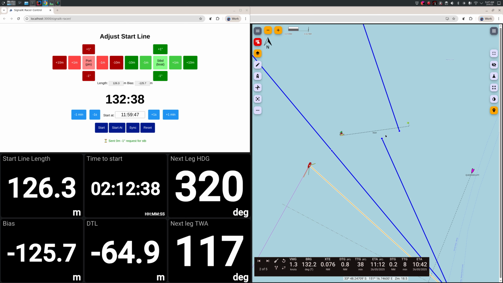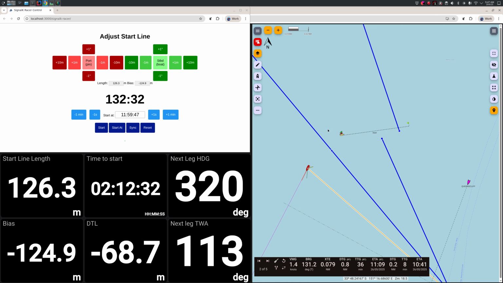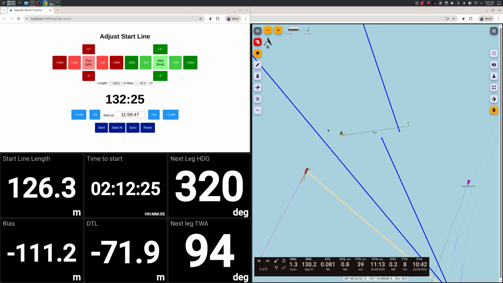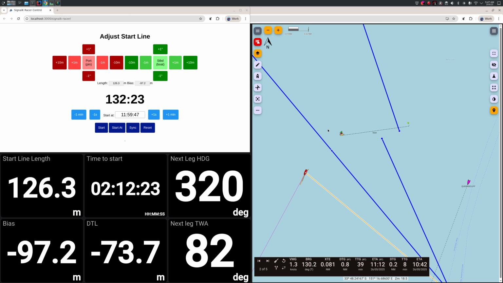When I do adjust this line here, it's actually moving the waypoints as well, so that persists the changes, so that if you have to do a restart of the system during the 5-minute countdown, you don't lose the line that you've pinged. So it persists the line.